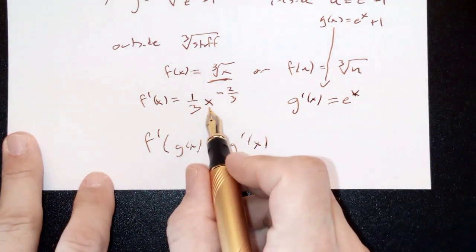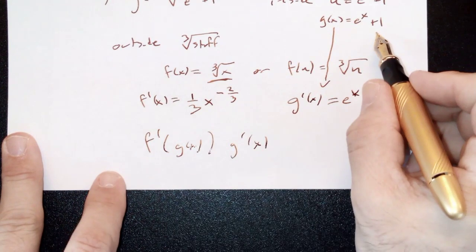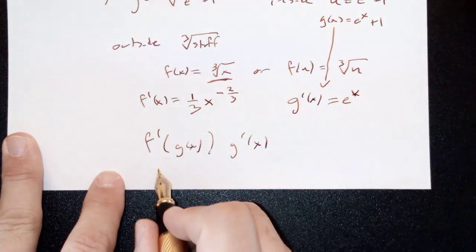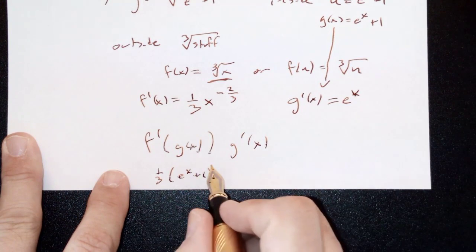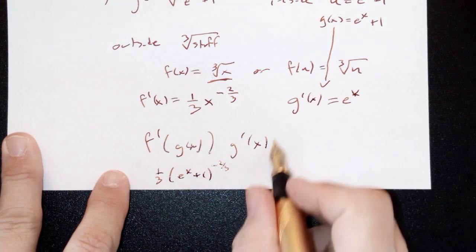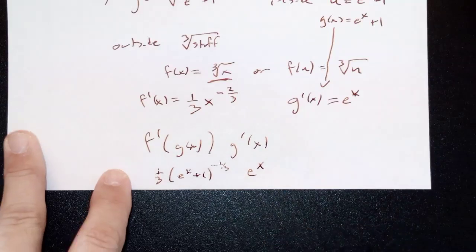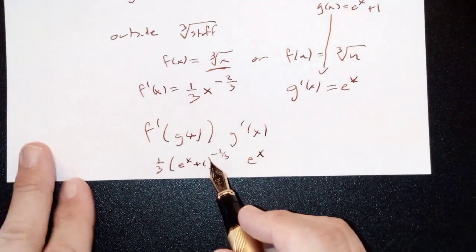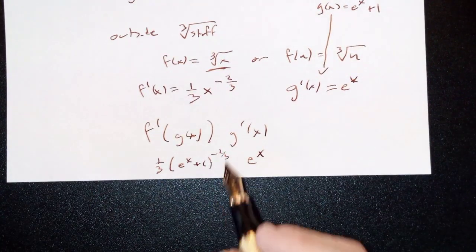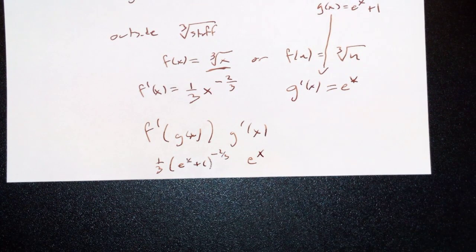So instead of having an x here, I'm going to have that. 1/3 e to the x plus 1 to the negative 2/3. And then my g prime is e to the x. Now, again, you could simplify and say this has a negative power, so it should go on the bottom. And it should be a root of, so I don't care about that.